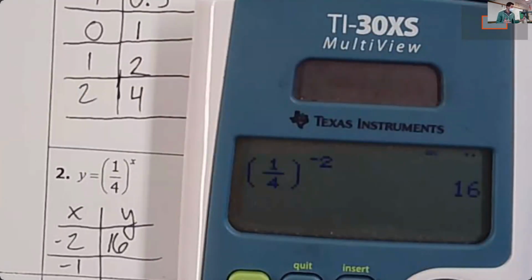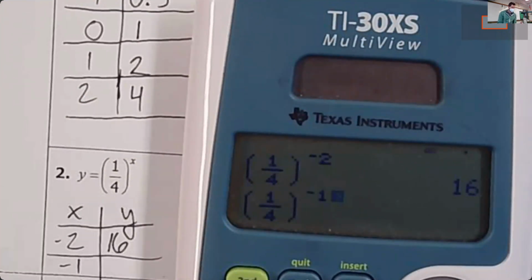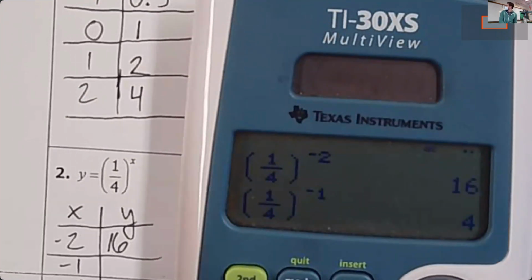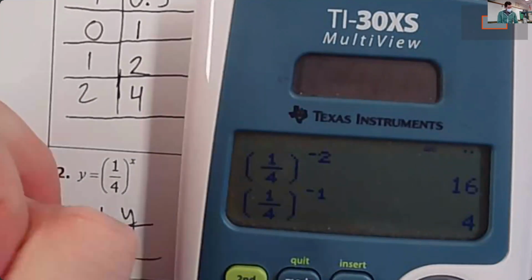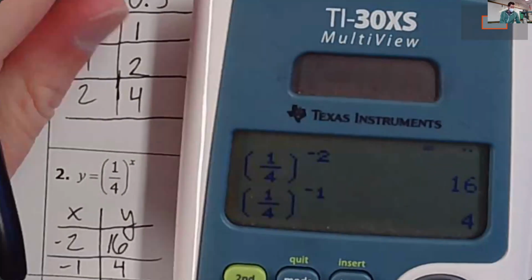All right, then we're going to do the same thing, but we're going to go to the -1 power next. So here we go. Open up a set of parentheses, fraction, 1/4 over, close the parentheses, power, -1, and the answer is 4. So 1/4 to the -1 power is 4.